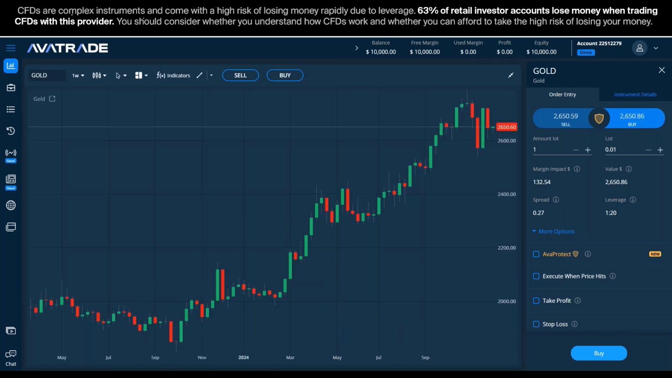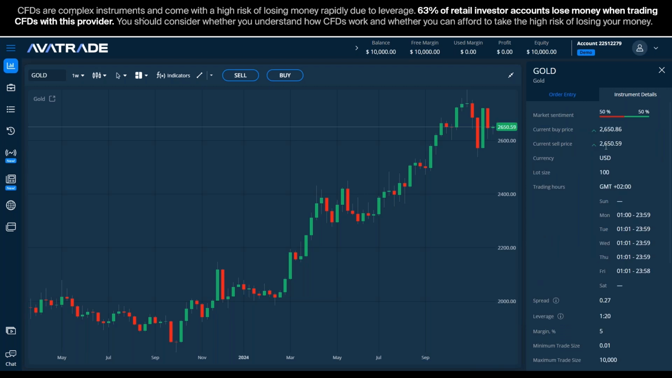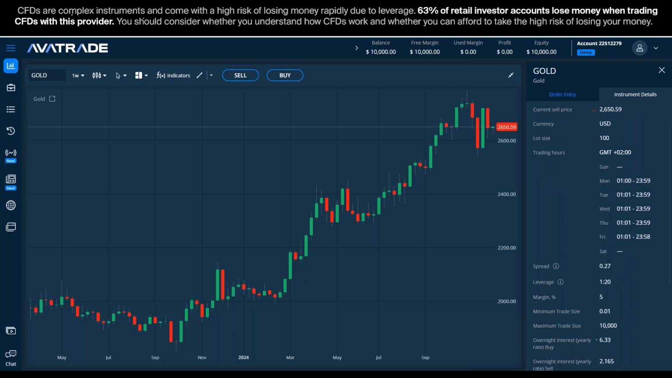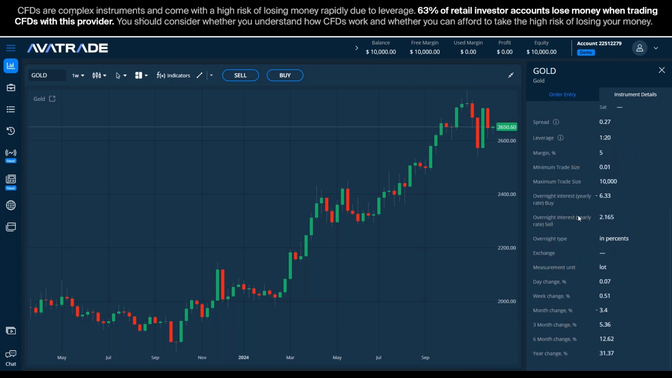And on the right hand side we have two tabs. The primary tab, which we are at right now, is called order entry, and in this tab we can design a position. To the right we can find the information for the instrument, including lot size, the time that it operates. Underneath we have the spread, leverage, margin, and at the bottom we have the overnight fee.